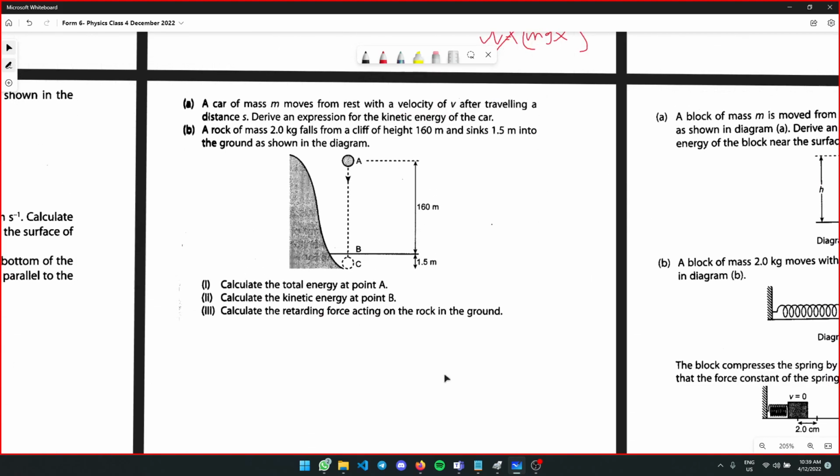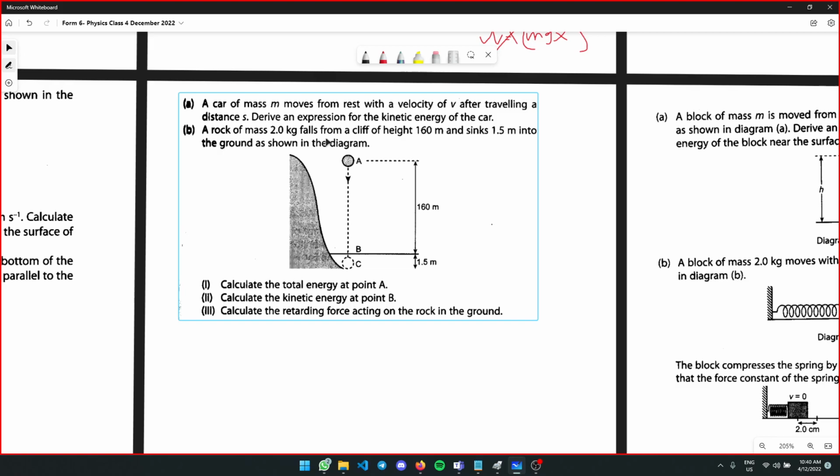Okay, let's read out the question. Car M moves from rest with velocity of v after traveling a distance of s. Do you have an expression for the kinetic energy of the car? This already seems like a section C question. If you ask to derive, it's already section C.